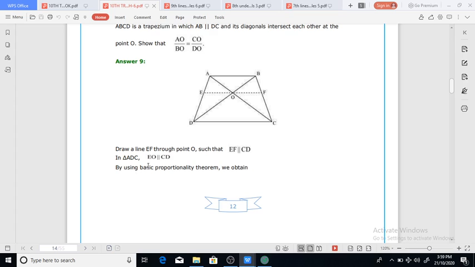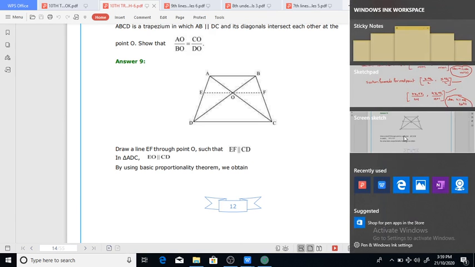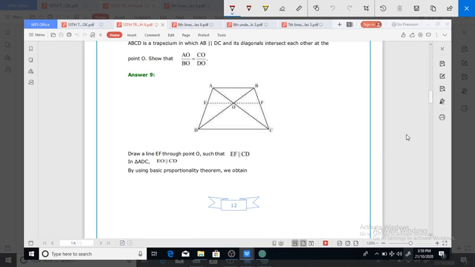Next, in triangle ADC, EO is parallel to CD. By using the proportionality theorem, what can we write? Since EO is parallel to CD, AE divided by ED is equal to OB by OD. This is equation 1. Okay, next.